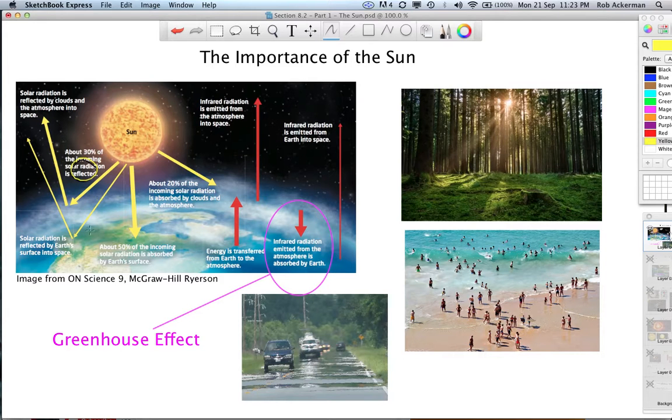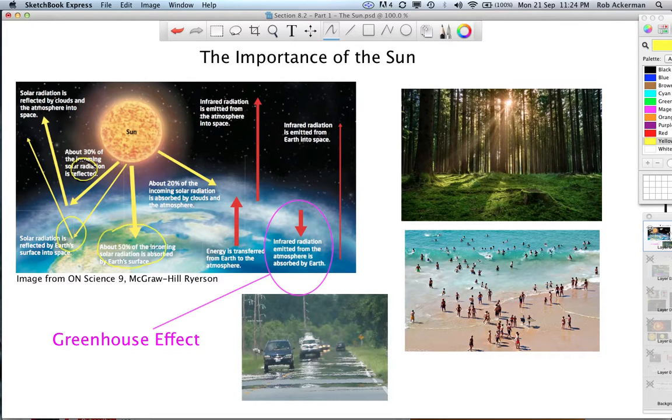Some of it makes it to the ground and is also reflected back into space. And this, of course, is very likely to happen near the North Pole or the South Pole, where the land is covered in very reflective snow and ice. But a good percentage of the light actually makes it down to the ground and doesn't get reflected, but rather gets absorbed by the surface.